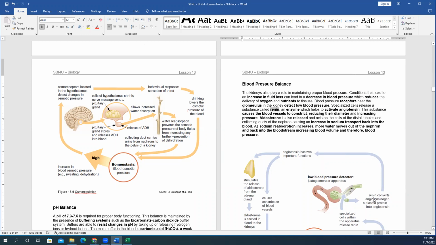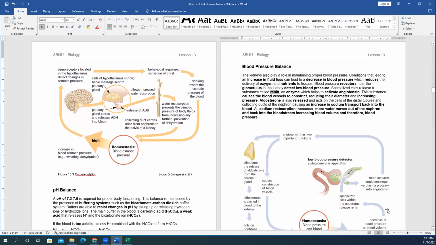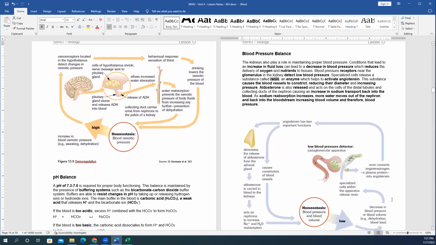And renin is an enzyme which helps to activate angiotensinogen. And angiotensinogen is a plasma protein, which once it's activated becomes angiotensin. And this substance then causes blood vessels to constrict and reduce their diameter.